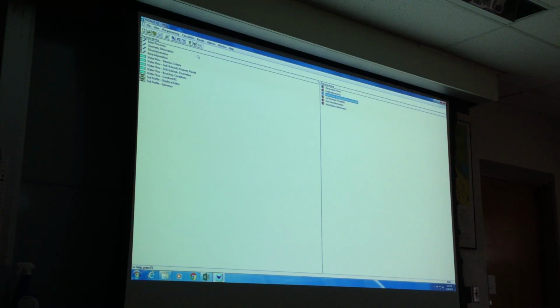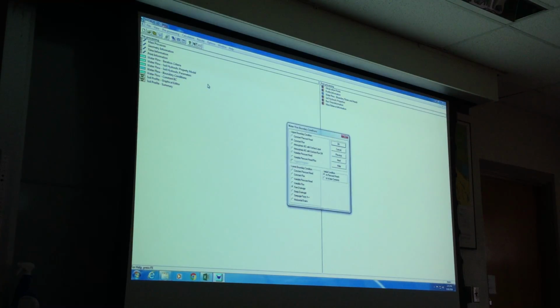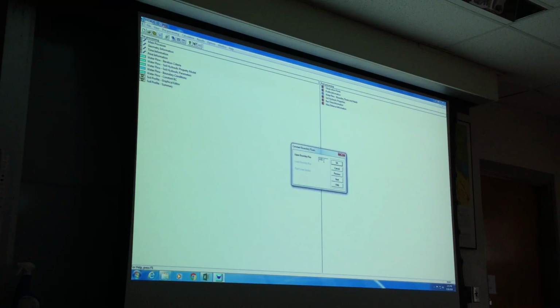Then the only thing we really change, everything else is the same, we go to the boundary conditions, constant flux, go next. Now instead of minus 0.52, we put in minus 2.08. So double the saturated hydraulic conductivity at the boundary, 2.08. This is really the only change we make, and then we try to run it.